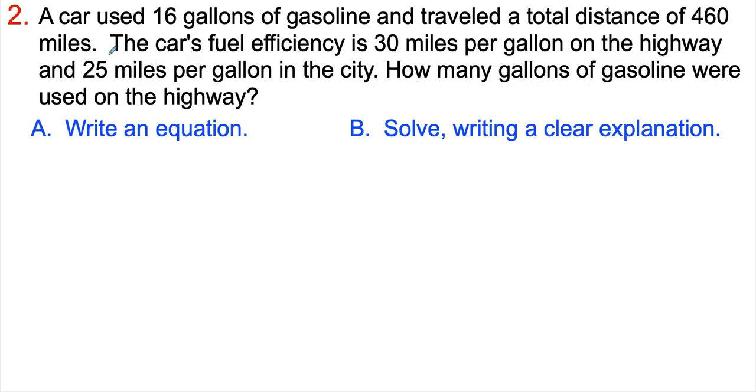Okay, a car used 16 gallons of gasoline and traveled a total distance of 460 miles. The car's fuel efficiency is 30 miles per gallon on the highway and 25 miles per gallon in the city. How many gallons of gasoline were used on the highway? So we used 16 gallons total, traveled a total distance of 460 miles. All right, 30 miles per gallon, that's our efficiency on the highway, and 25 miles per gallon in the city.